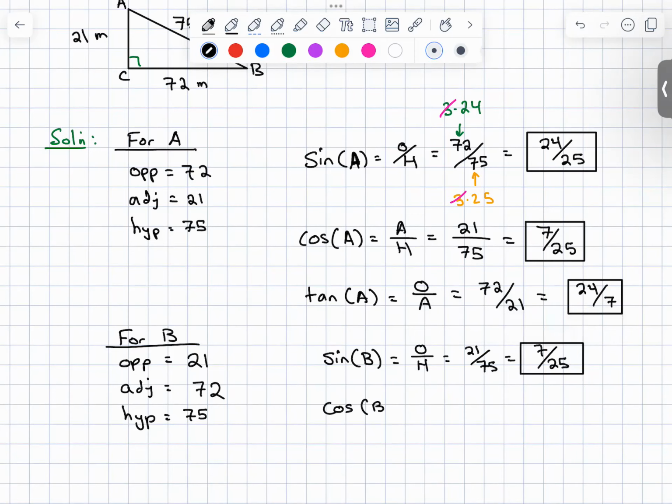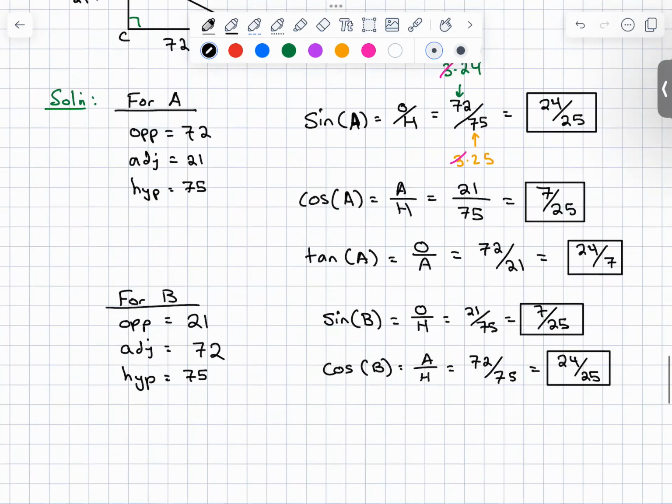Cosine of B, adjacent over hypotenuse. The adjacent side for angle B is 21 divided by 75, which does reduce down to 7 over 25. And tangent of B, which is opposite over adjacent, in this case would be 72 divided by 21, which is going to be 24 over 7.